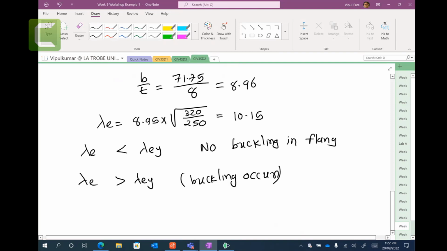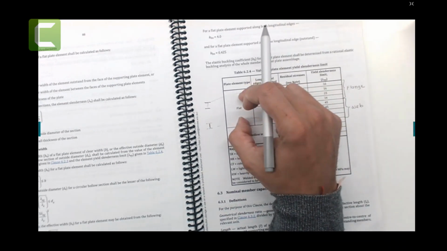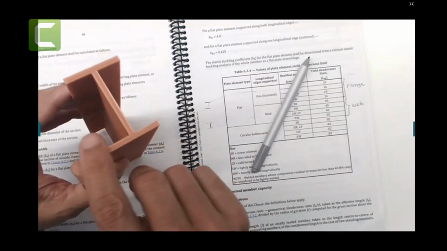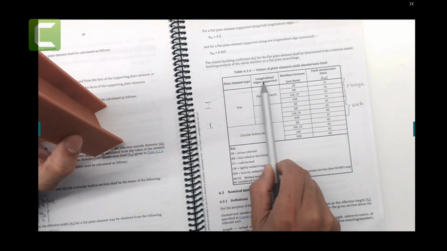Now, what is lambda ey? How do we get lambda ey? We can come back here in these tables. That is table 6.2.4. In these tables, we're not working with the circular hollow sections. We are working with the flat, because you look at this, this flange is flat, right? This is the flange flat plate. So it's flat, longitudinal is supported at one end, outstand.